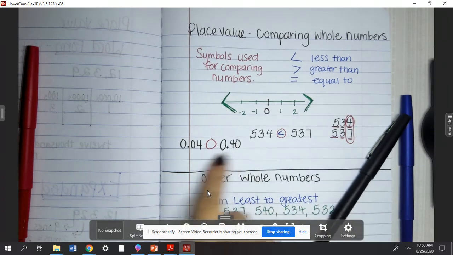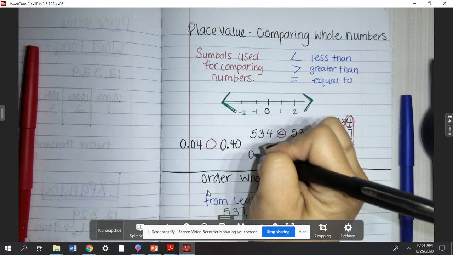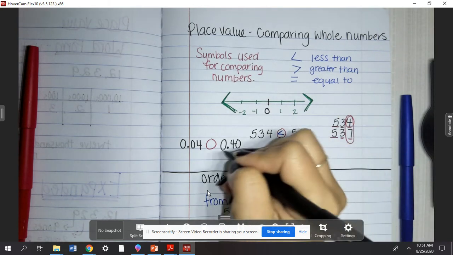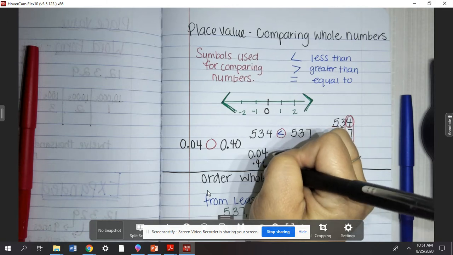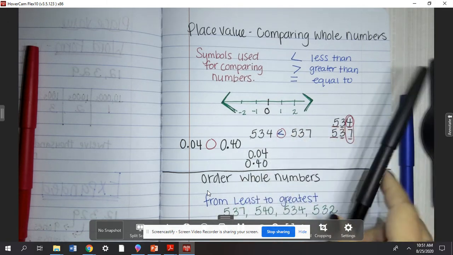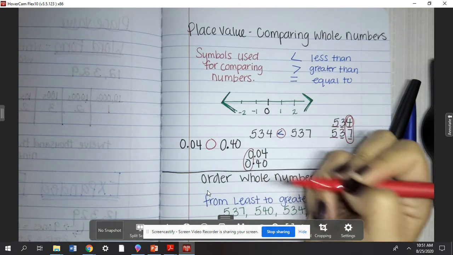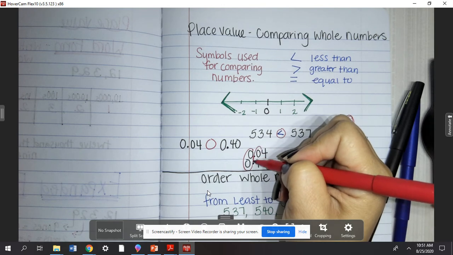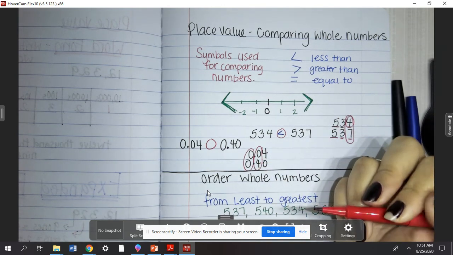So when I compare these numbers, I'm going to stack them on top of each other based on their place value. I'm going to line up that decimal point. And now I can compare those numbers. Those are the same, so I can't compare those. When I look at this place, again, we're going to look at decimals next week. This is just a preview.